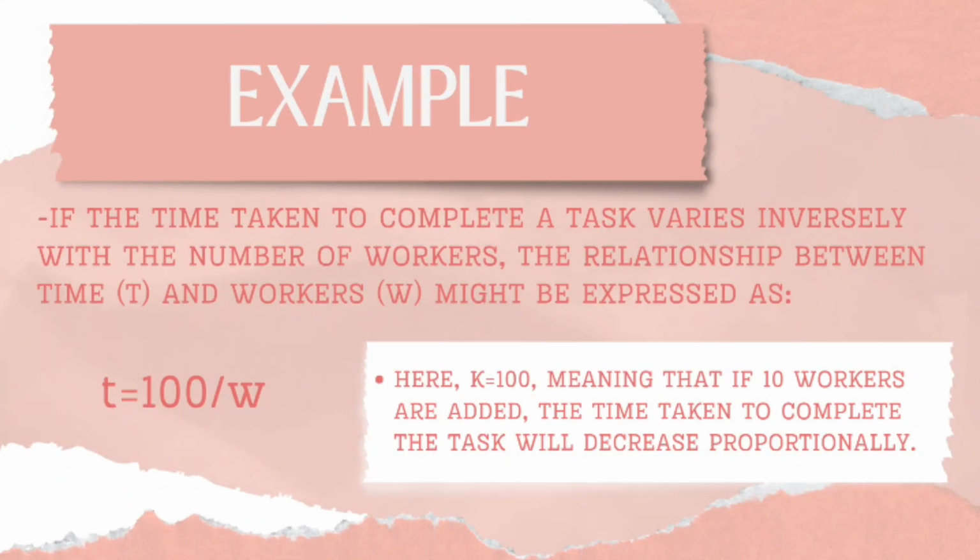Example: if the time taken to complete a task varies inversely with the number of workers, the relationship between time, t, and workers, w, might be expressed as t equals 100 over w. Here, k equals 100, meaning that if more workers are added, the time taken to complete the task will decrease proportionally.